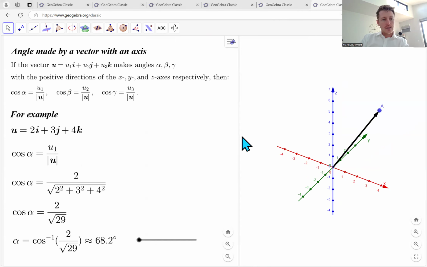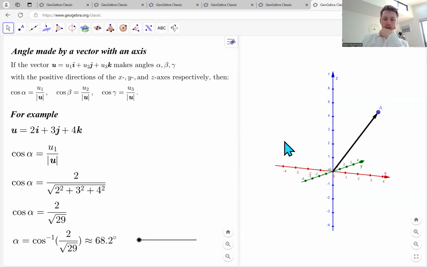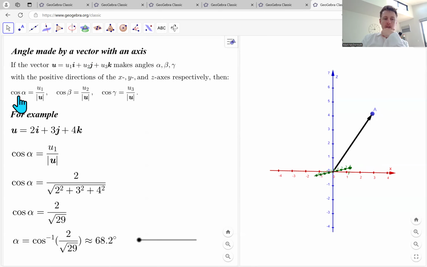Okay, the last thing we'll look at is the angle made by a vector with an axis. So if we do have some vector u, again, it's defined as u1i plus u2j plus u3k. It makes an angle of alpha, beta, and gamma with the positive directions of the x, y, and z axes respectively. Okay, then what we can say is cosine of alpha equals the coefficient of unit vector i divided by the magnitude of the vector. So I think an example will be instructive here.